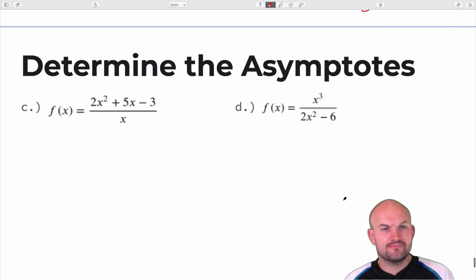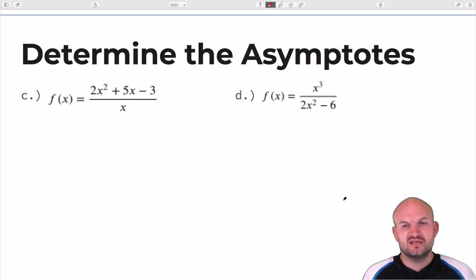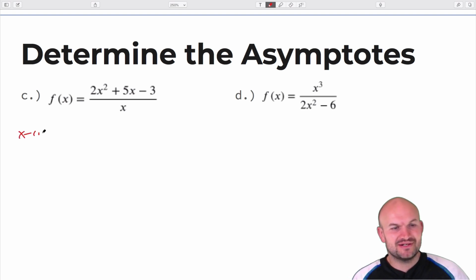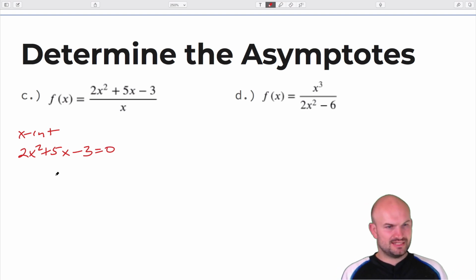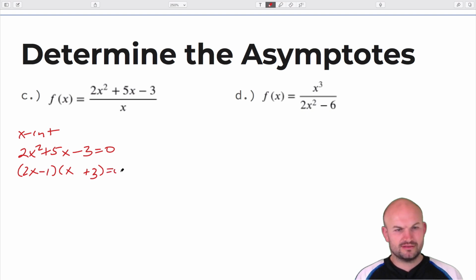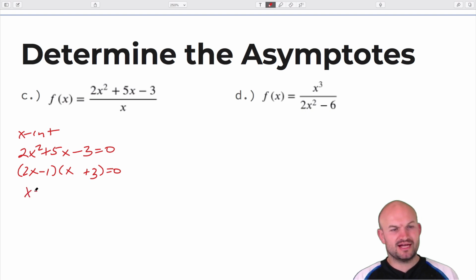All right, last two problems to go. Dang, another factoring problem. Oh, man, getting that factoring practice, aren't we? All right, so the x-intercept here, we're going to have 2x squared plus 5x minus 3 equals 0. Let's see here. I think I got it. 2x, x. Let's see. I want that to be a positive 3 and this to be a negative 1. And I think that works. 2x minus 1, x plus 3. That becomes 6. Yep, very good. So therefore, x equals 1/2 and x equals negative 3.